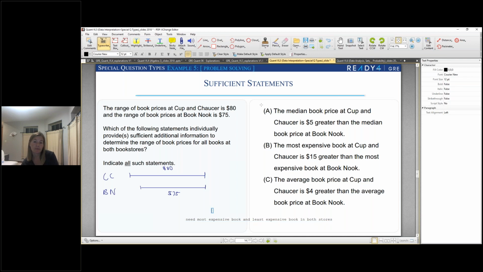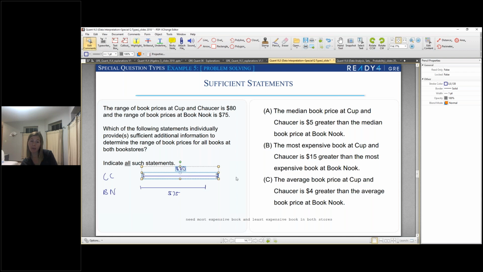So first one, the median book price at Cup and Chaucer is $5 greater than the median book price at Book Nook. Okay, well that's fine. We can imagine adjusting the median here. So Cup and Chaucer is a little bit greater. We can shift this up a little bit, for example. But the thing is, we don't know if they have a whole bunch of books that are $81 or if the upper end of their books spread out to $10,000. We just don't know. So that one can't be sufficient.